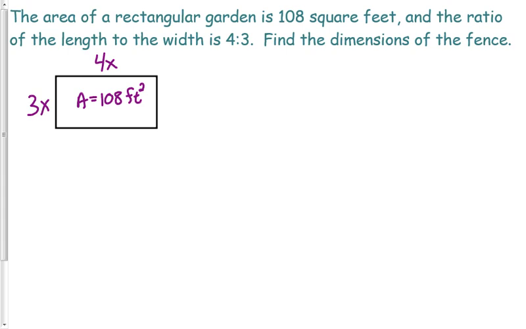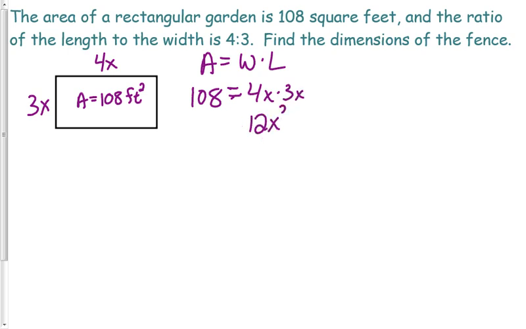And now it's just a matter of figuring out what x is to plug in to find the dimensions. So we know that area equals width times length. So 108 equals 4x times 3x. So we have 12x squared equals 108. Divide both sides by 12 and get 9 equals x squared. Square root of both and get x equals 3.